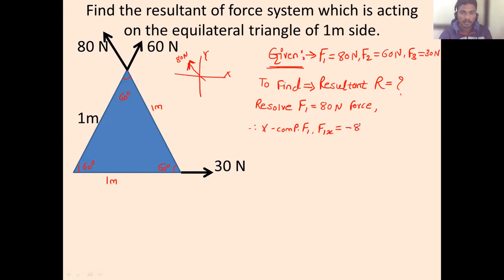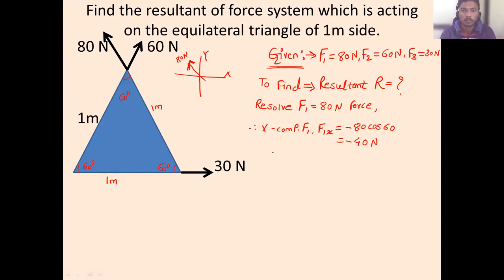So calculate now. Minus 80 cos 60. Tell me how much it is. Minus 40. Unit will be Newton. Any problem in this? Why have we taken minus? Why did we not take positive? Second quadrant, x component is negative. Very good. X component is negative.